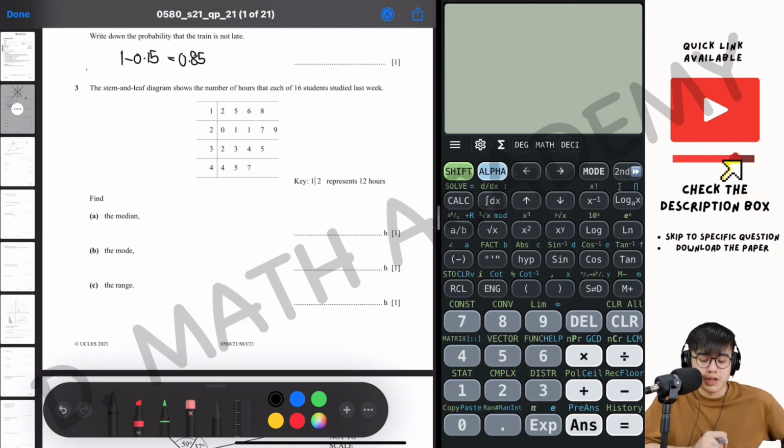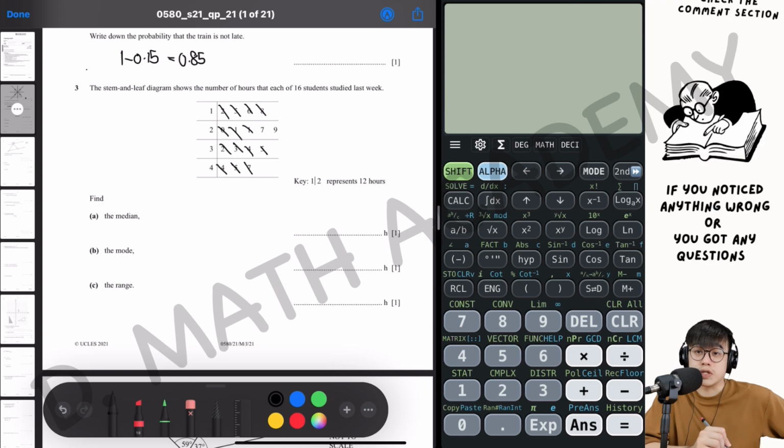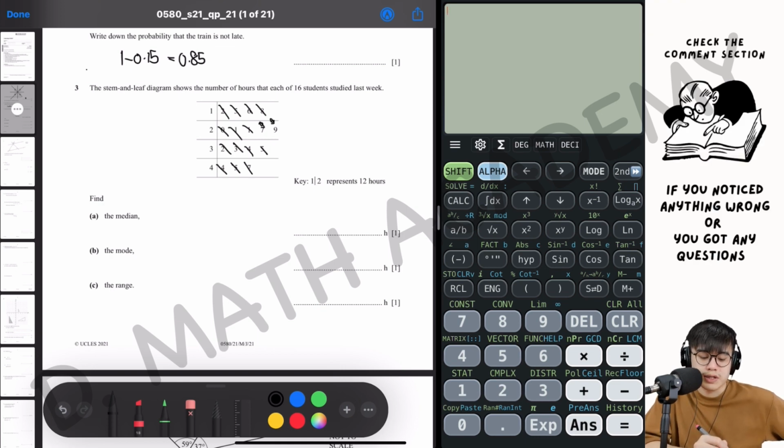Moving on to question 3, they were asking for the median. You cross off 1 from the bigger one, 1 from the smaller one, and repeat until you arrive at the center. You will notice that because there's a total of 16 students, you have 2 results at the center here. To get the final answer, you take 27 plus 29 and then divide it by 2. You will get your answer as 28 for this.